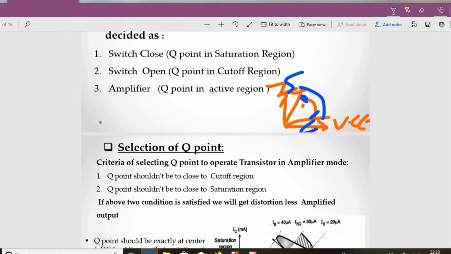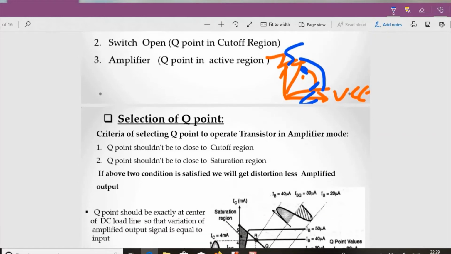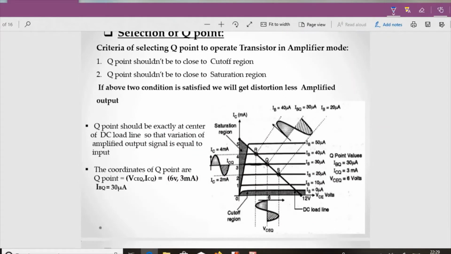So one point is near to saturation and another point is near to cutoff. We will not choose our operating point near the saturation or near the cutoff region. These two things have to be kept in mind when we are using the transistor as an amplifier. We'll figure out why we should keep these two things in mind; we will have the justification for that also, but at present we are just concluding this. If the above two conditions are satisfied, then we will get a distortion-less amplified output.